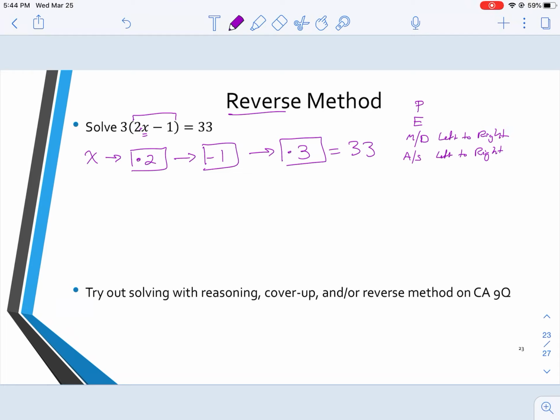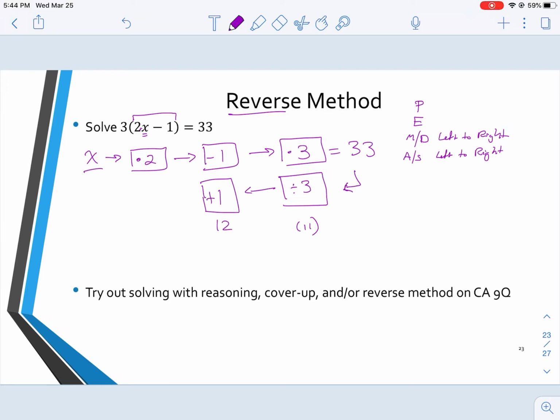But if you think of this as a series of steps, I started with a number, x, times 2 minus 1 times 3 gives me 33. How can I go backwards? How can I reverse that process to get back to x? Well, we start with 33. The first thing we need to do, instead of multiplying by 3, we need to divide by 3. And that's going to give us 11. Then, instead of subtracting 1, I need to do the opposite. I need to add 1 to get 12.